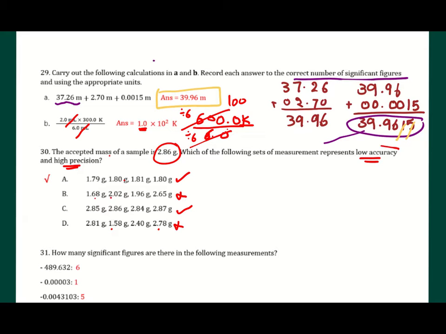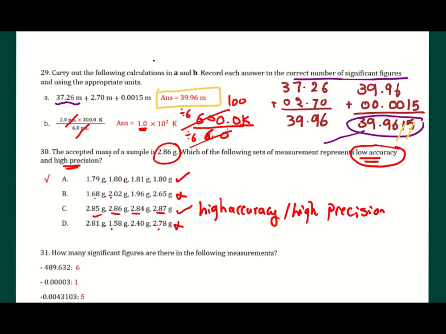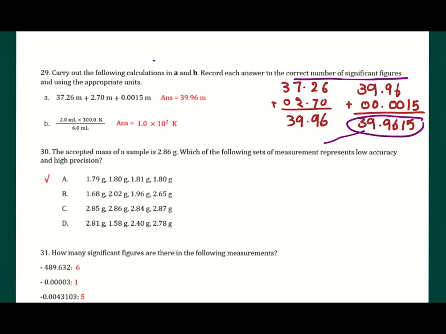He's asking for low accuracy, which means not correct, the answer which is far from the correct answer. This one shows high accuracy and high precision as well, because the correct answer is 2.86 and our answers are very close to 2.86. So the one which has low accuracy, which is very far from the correct answer, is A. That's why here we should choose A.